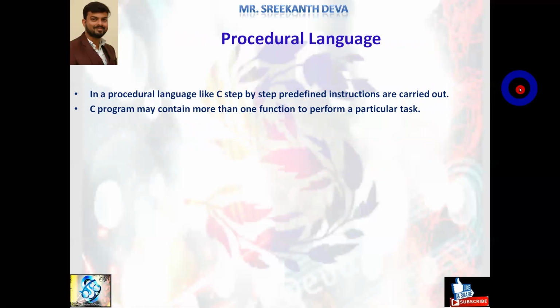Another important feature is that C is a procedural language. The name itself clearly tells us: POPL, procedural oriented programming language.